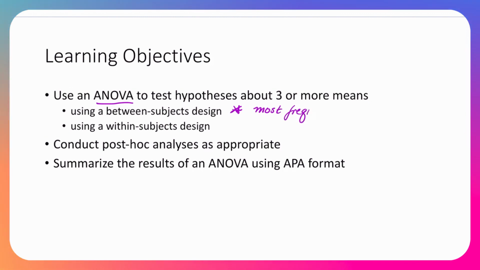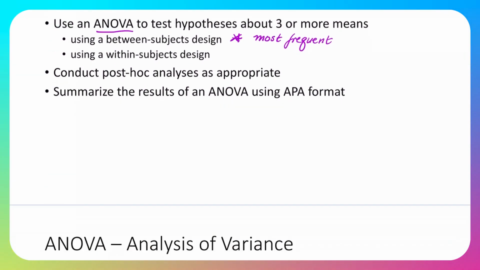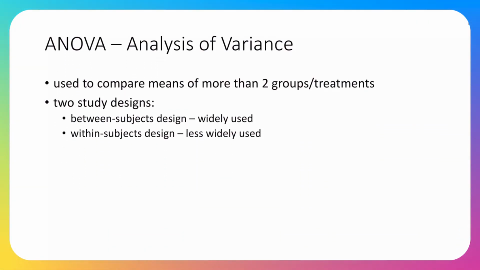The first one, between subjects design, is the most frequently used one. So the first part of our session today we'll focus on the between subjects ANOVA design. And then there'll be a second video which focuses on the within subjects design. We'll also learn how to conduct post hoc analyses as appropriate, and of course, how to summarize the findings of ANOVA using APA formatting.